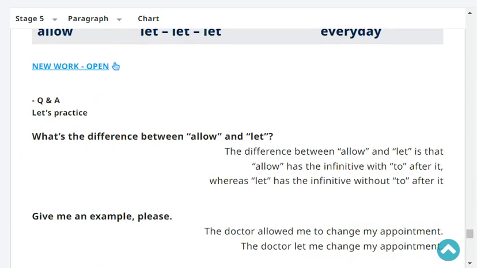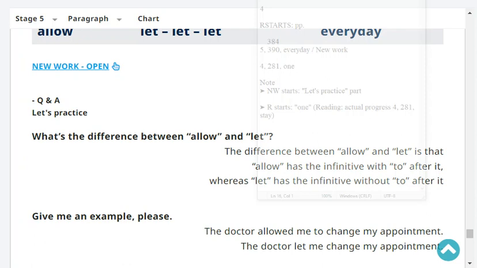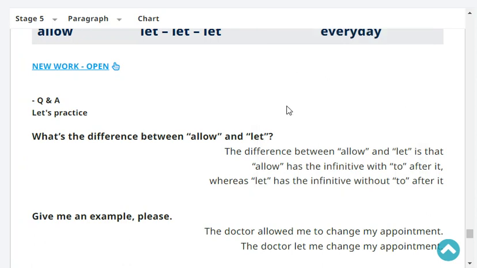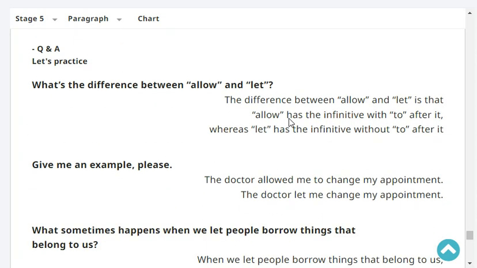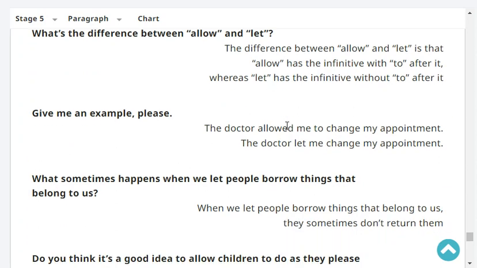What's the difference between allow and let? The difference between allow and let is that allow has the infinitive with to after it, whereas let has the infinitive without to after it. Give me an example, please.